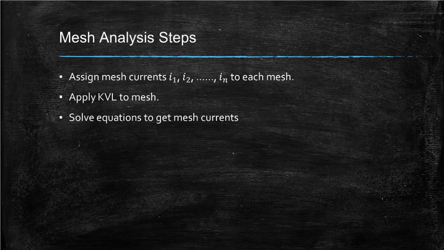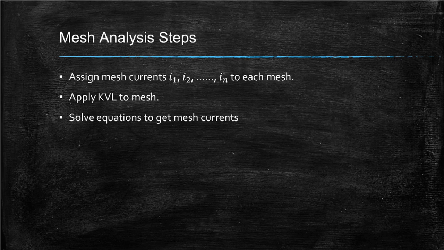To perform mesh analysis, follow these steps. Step 1. Assign mesh currents to each mesh. Step 2. Apply KVL to each mesh. Use Ohm's law to express the resistor voltages as mesh currents. Also, when an element intersects between two meshes, the mesh currents are subtracted.